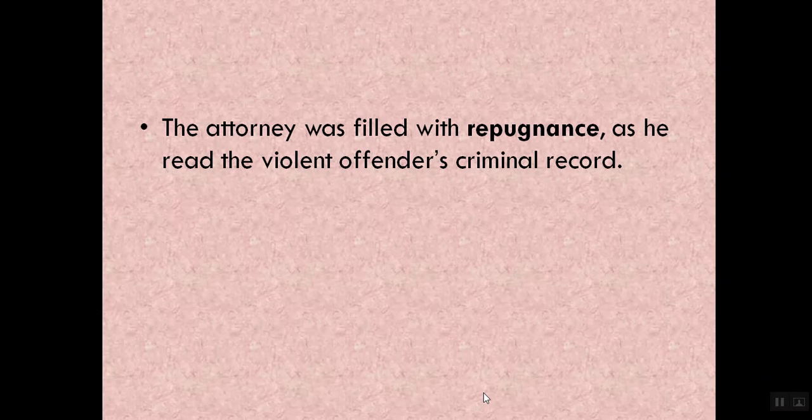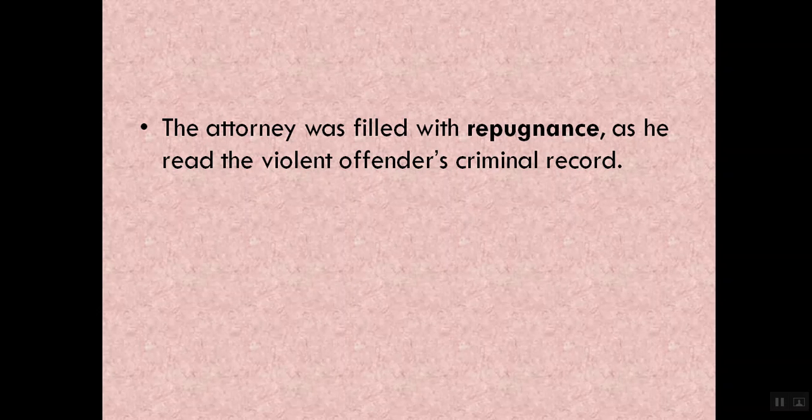Okay. The last word in your vocab list is the word repugnance. Repugnance. The attorney was filled with repugnance as he read the violent offender's criminal record. So the attorney here, maybe the lawyer, was filled with some kind of emotion when he read the violent, here consider the clues. Violent, offender, criminal. So these are three context clues that lead to the meaning of repugnance.